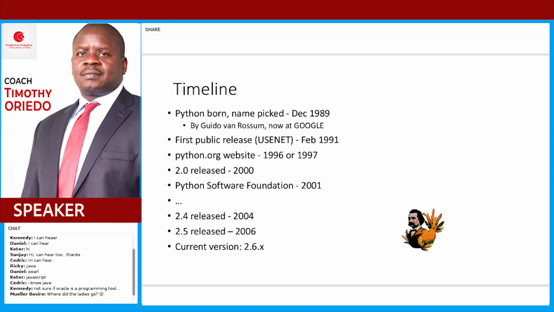So some little bit of history around this. I don't know whether you've heard about the history of Python. So the name was picked in December 1989, and the guy who founded it was called Guido van Rossum. He now works at Google. So the Python.org website was launched in 1996, thereabouts. We had the first version, which was 2.0. We had the Python Software Foundation in 2001, 2.4 released in 2004, 2.5 released in 2006, current version actually 3.6. You saw us downloading it over the weekend. The current version is 3.6.